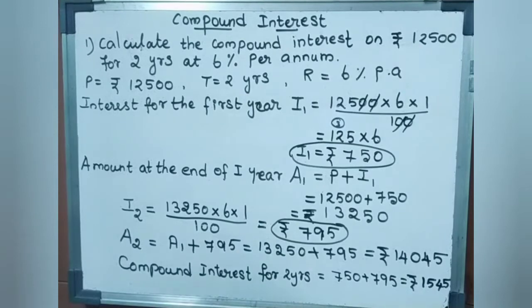So this is step by step. With the help of the simple interest formula, we have calculated what are I1, A1 and what are I2, A2, and finally we have calculated the compound interest for 2 years. So this is the procedure to find the compound interest without using the formula. Now we are going to see the same problem with the help of the formula.